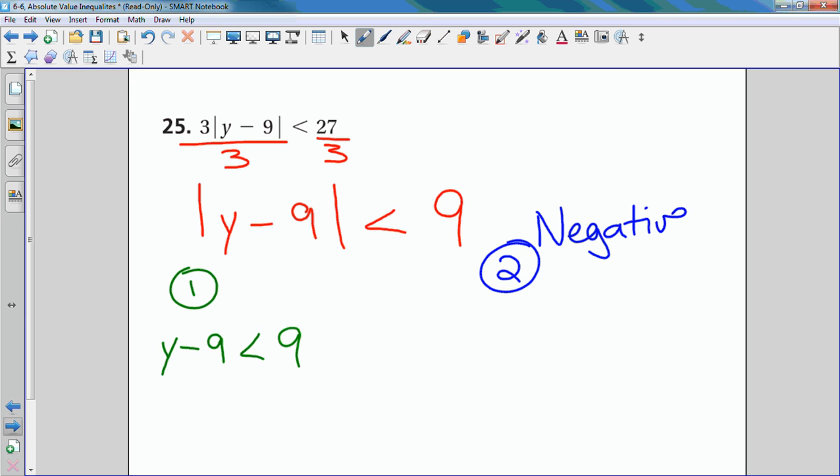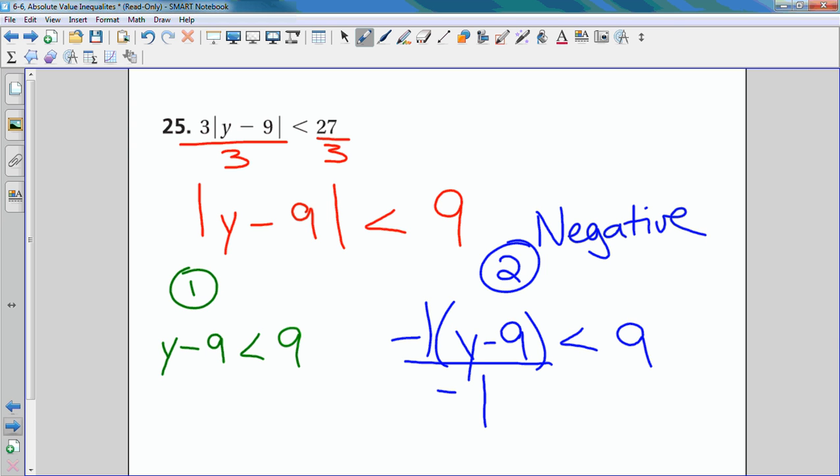However, when you make something negative, it's going to look like this. We have to make y minus 9 be the opposite, right? That's the same thing, the opposite, the negative. But in order to get rid of that negative, what do I do? This is negative 1 times. I could distribute it. What's another way to get rid of it? Couldn't I just divide both sides by negative 1? But when you divide by a negative, what must you do? You have to switch the sign.